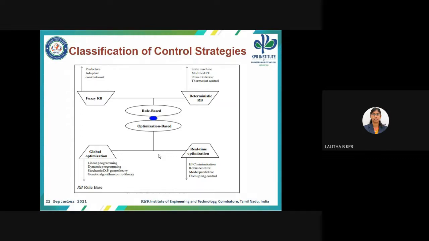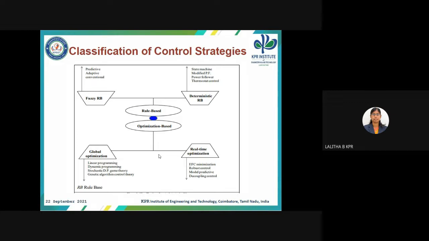The hybrid ECU is the heart of the control architecture of the hybrid electric vehicle, and it is also known as the energy management strategy. The energy management strategy can be classified into the following categories: rule-based and optimization-based. The rule-based can be further classified into fuzzy rule-based and deterministic rule-based. The optimization-based has many techniques available for the electric vehicle controller, such as global optimization and real-time optimization. The global optimization strategies are linear programming, dynamic programming, and genetic algorithm control. The real-time optimizations are ECMS minimization, robust control, and model predictive decoupling control.